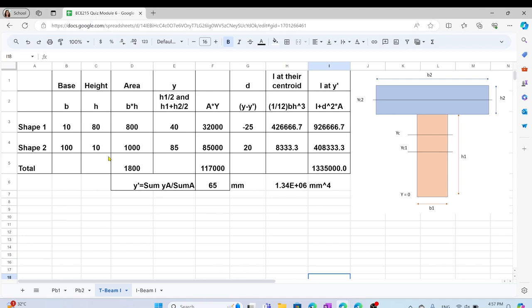So I will not redo any T-beam calculation to find the moment of inertia in the problems. I will refer to that video and that Excel program.